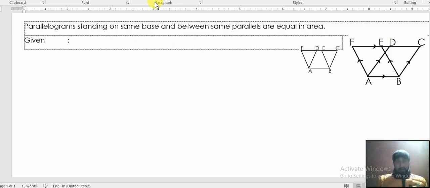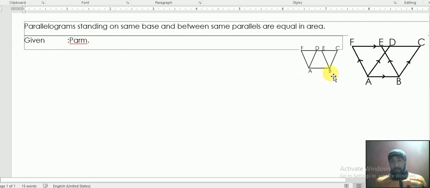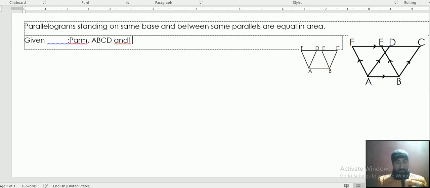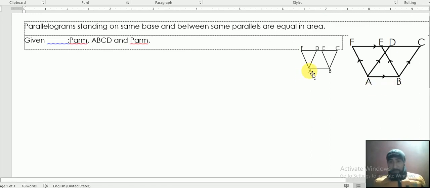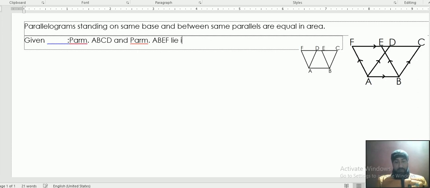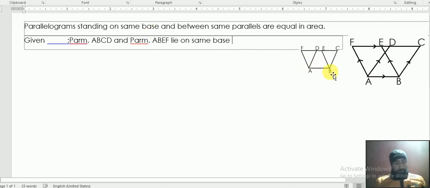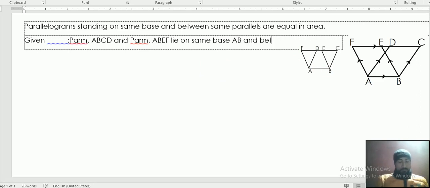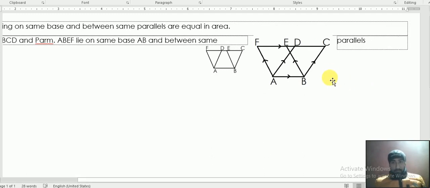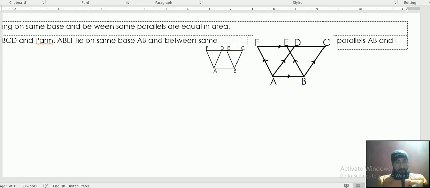So the given conditions are: parallelogram ABCD and another parallelogram ABEF lie on the same base, so this is the base here, AB, and between the same parallels, so AB and FC. So this is our given condition.